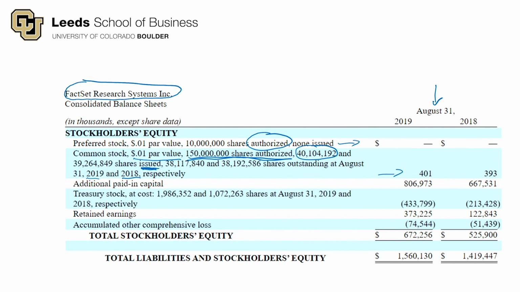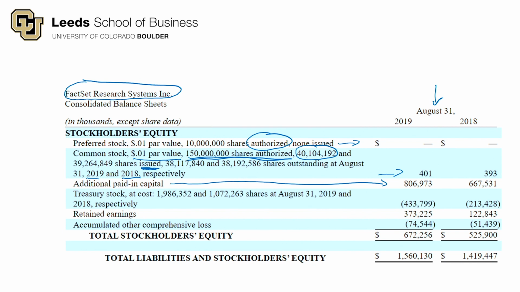Any amount that you raise, so if you paid FactSet more than a penny for your share, any amount that they raise over and above that par value is just credited into the additional paid in capital account, which has a much larger balance of 806,973,000. So in terms of shares issued, that's the amount that goes in the common stock account.